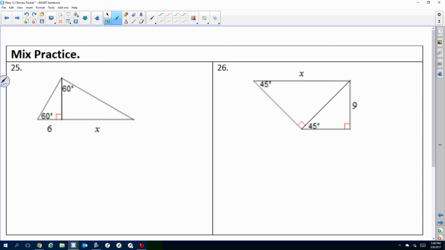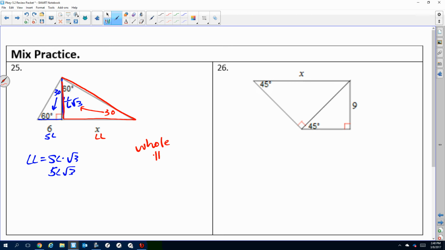So here we have the 6, which would be opposite the 30. So that's your short leg. That's your hint right there. We do short leg to get the long leg. Anytime I get the long leg, it's the short leg times radical 3, or just put the short leg in front of the radical 3. So here we would have 6 root 3. And now that is the short leg in this triangle, and this is the long leg in that triangle. Your hint to this problem is that you will have a whole number answer.